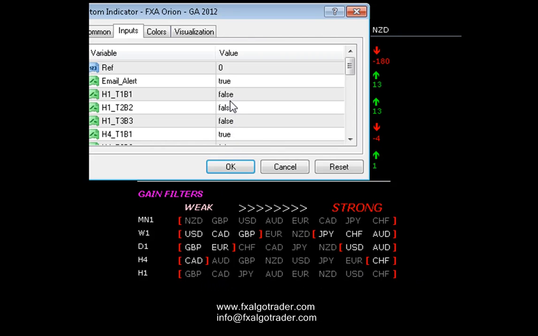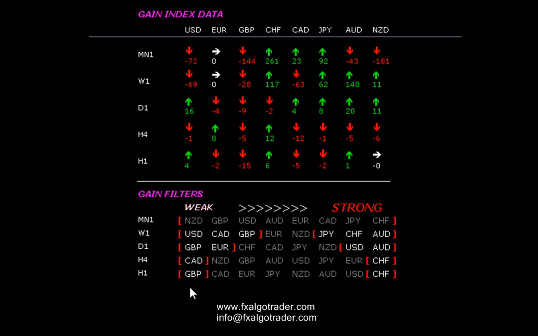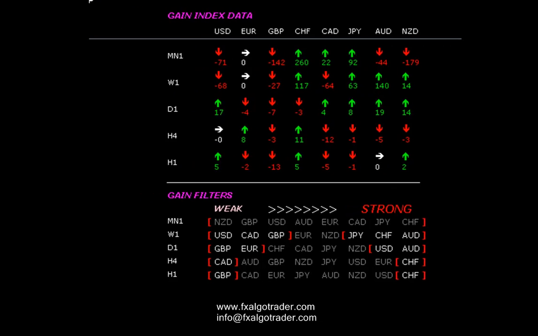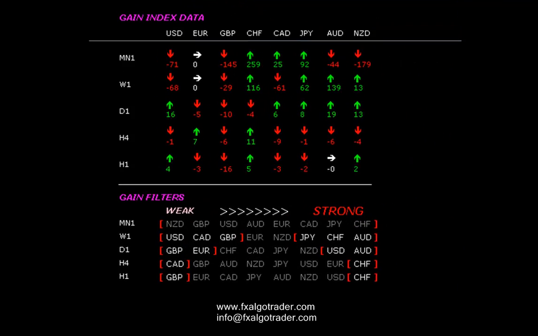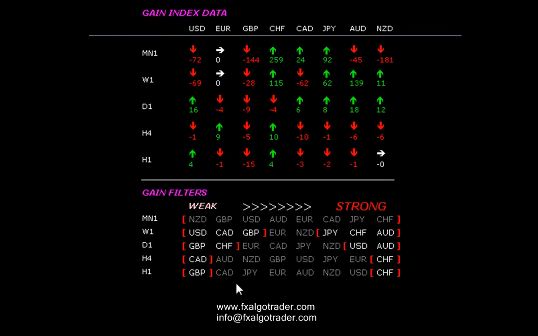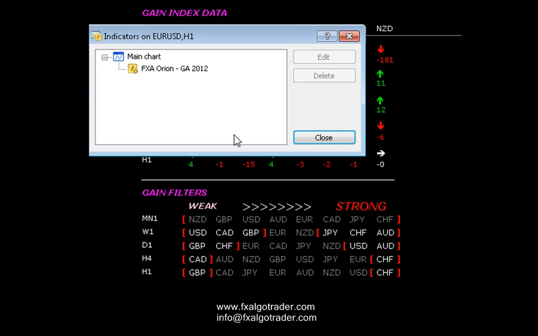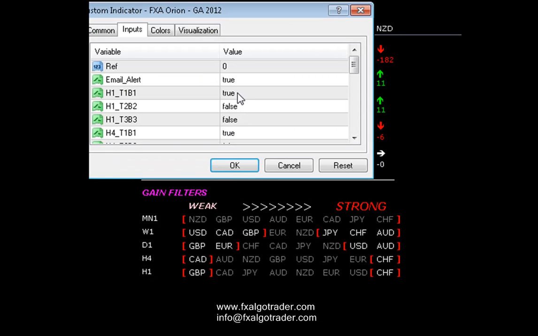If we wanted to filter on just the top 1 and the bottom 1, we just click true, and now the system has bracketed the bottom 1 and the top currency, and that will now form part of the filter. Over here we have a candidate list, and any pairs which satisfy the filters will be displayed in this candidate list, and the system will send you an email if you wish. But for the purposes of what we're talking about today, let's just go back to what we had before.